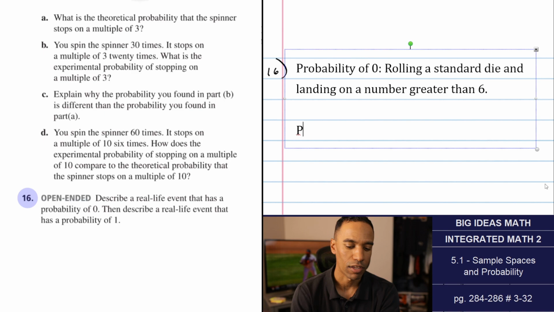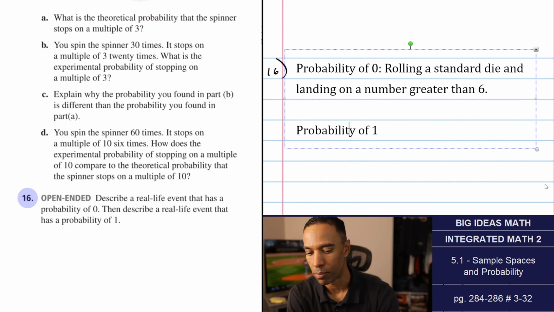All right. Probability of 1. Sorry, I have a microphone in my probability. Why does that keep happening? I know I'm typing the I.